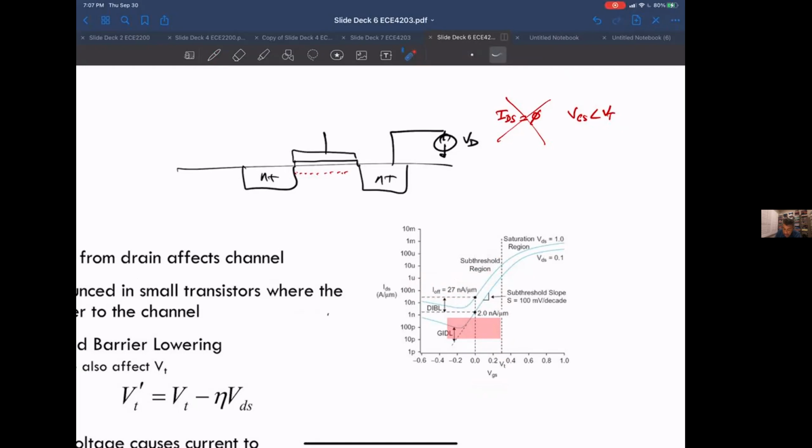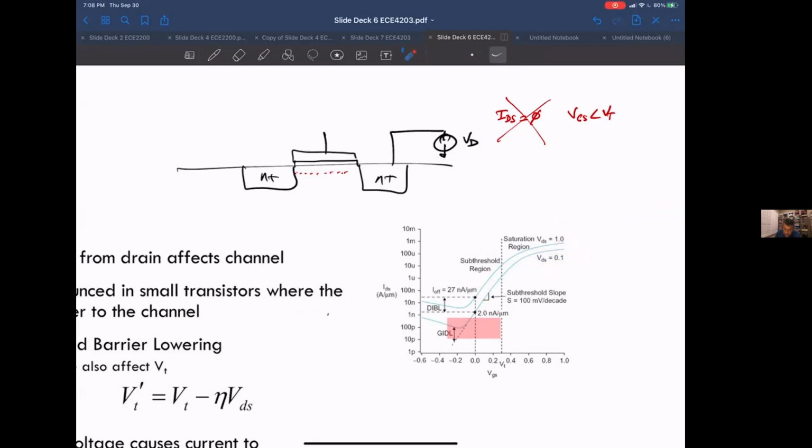But what we're talking about here right now is drain-induced barrier lowering, which means that, depending on the drain source voltage, the subthreshold current could actually be larger or smaller. The higher the drain source voltage is, the larger the subthreshold current ends up being compared to a lower value of VDS.